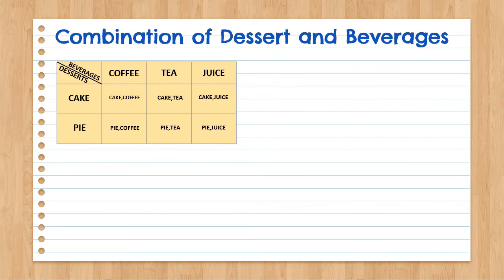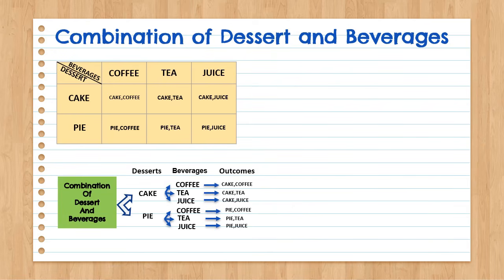Next, let us show the answer using a tree diagram. We can create 6 paths based on the given. And these are cake and coffee, cake and tea, cake and juice, pie and coffee, pie and tea, and last one, pie and juice. The same answer as the table.